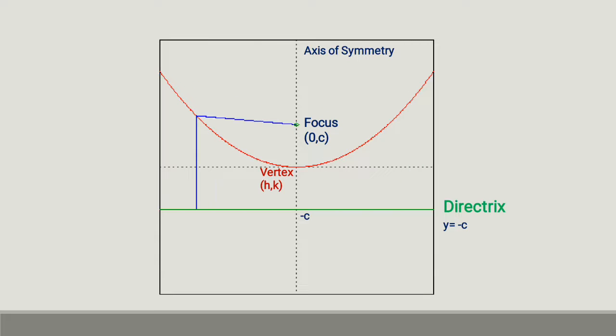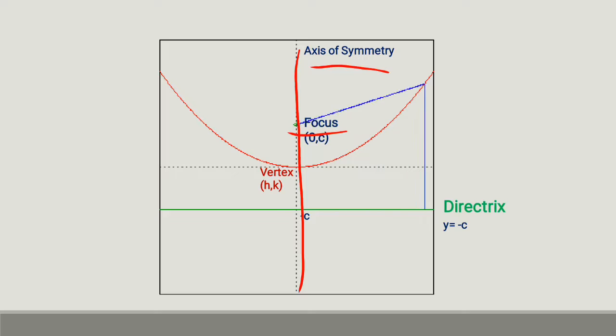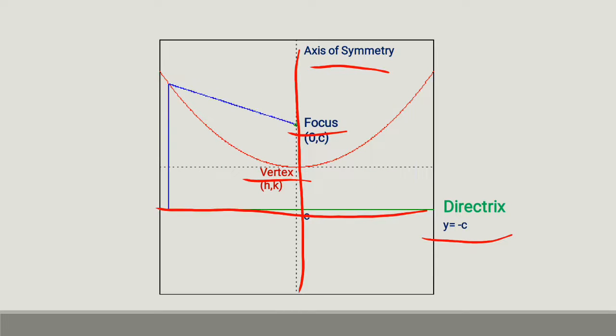First, we have the axis of symmetry. The axis of symmetry divides the parabola into two parts. Next, we have the focus. The focus is a fixed point of the parabola and always inside the parabola. Next, we have the vertex. The vertex is the highest point or the lowest point of the parabola. Next, we have the directrix. The directrix is a fixed line, and it is always outside the parabola.